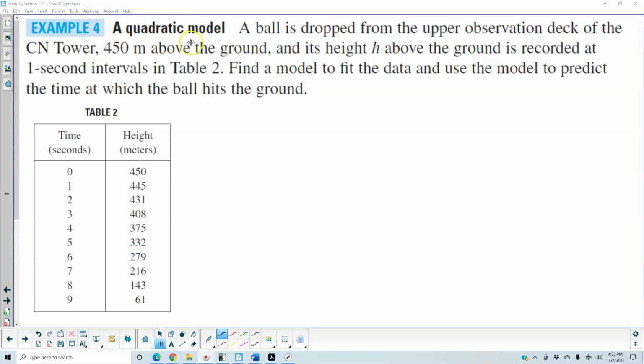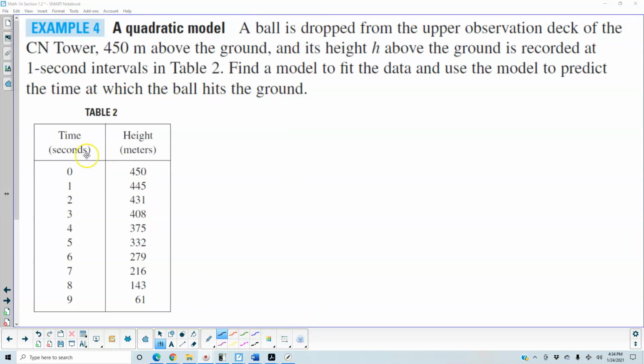Example 4, a quadratic model. A ball is dropped from the upper observation deck of the CN Tower, 450 meters above the ground, and its height h above the ground is recorded at 1 second intervals in Table 2. We want to find a model to fit the data and then use the model to predict the time at which the ball hits the ground.